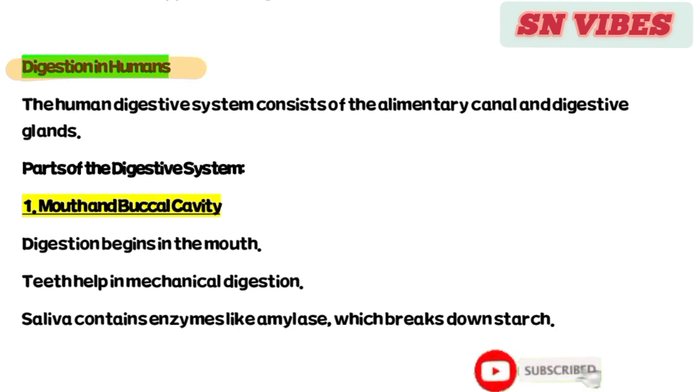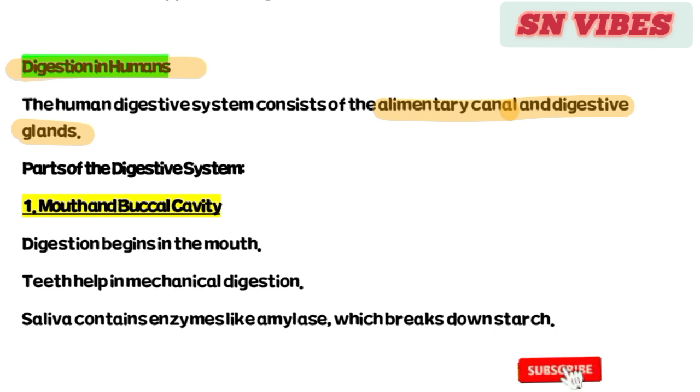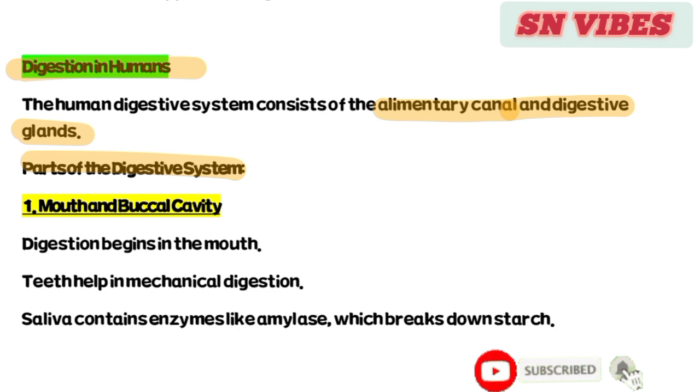The human digestive system consists of the alimentary canal and the digestive glands. The alimentary canal is the digestive tract that starts from the mouth, from the buccal cavity, until the anus. That canal-like structure inside is called the alimentary canal. And digestive glands are present along the alimentary canal in the human digestive system. So let us see the parts of the human digestive system one by one.